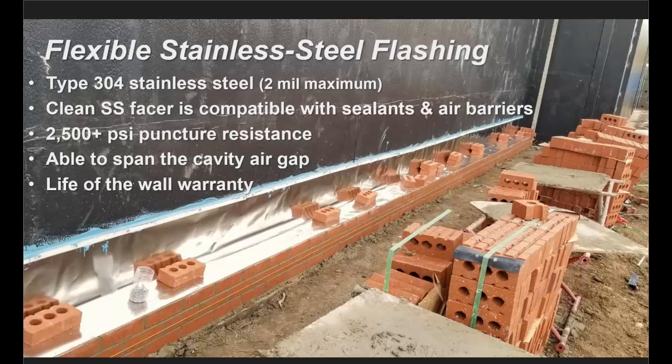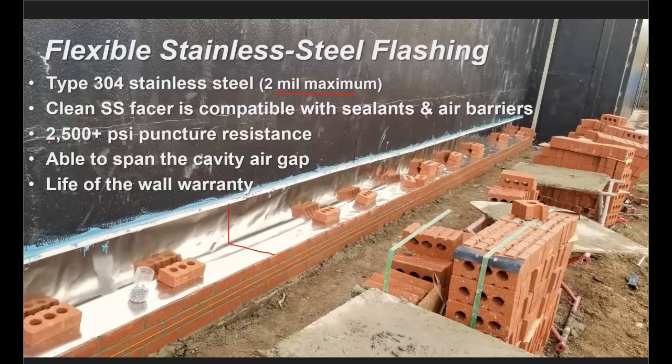It's 2 mils so that it can be folded and holds its shape. See here at the wall how it's in the shape of an L? When your stainless steel gets thicker than 2 mils, it's very difficult to fold. It wants to fight you. It has that memory. So you have 2 mils that can be easily folded and worked with.